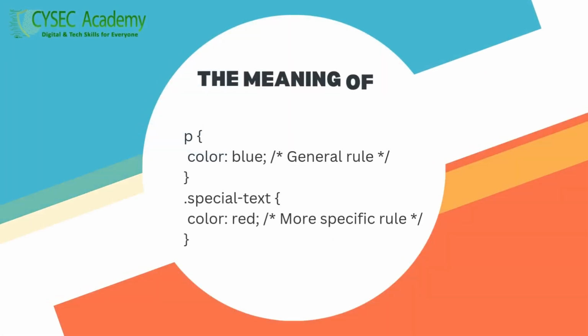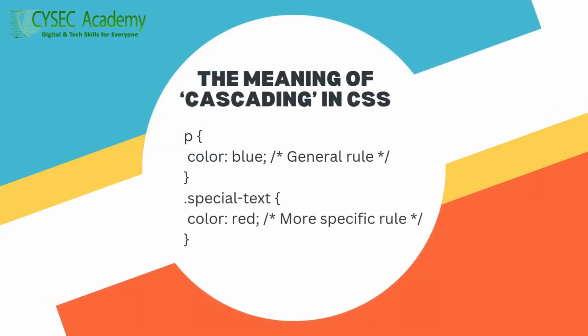The meaning of cascading in CSS. The cascading in CSS refers to how styles are applied in a hierarchical manner. If multiple rules are defined for the same element, the most specific rule takes precedence, while others may be inherited or overridden. This system ensures flexibility and control over the styling process. In the example on the screen, the paragraph P has the class special text. It will appear red instead of blue because the more specific rule overrides the general one.